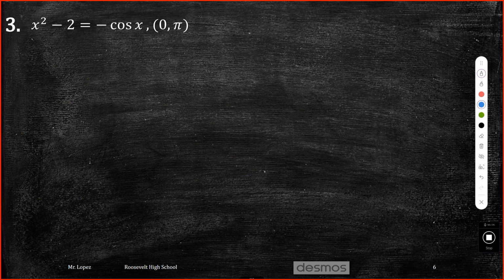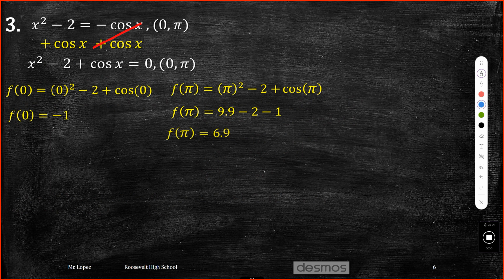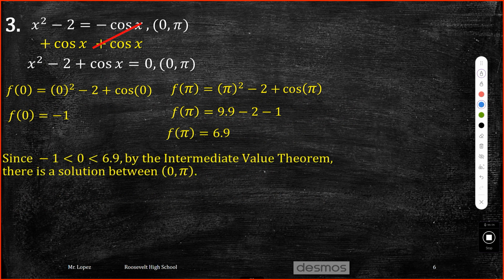So we'll do this the same way as we did the other one. Move everything to one side. Evaluate f of 0. Does it have a change of sign when you do f of pi? There again, there is a change of signs. So 0 is greater than negative 1, less than 6.9. By the intermediate value theorem, there is a solution between 0 and pi.